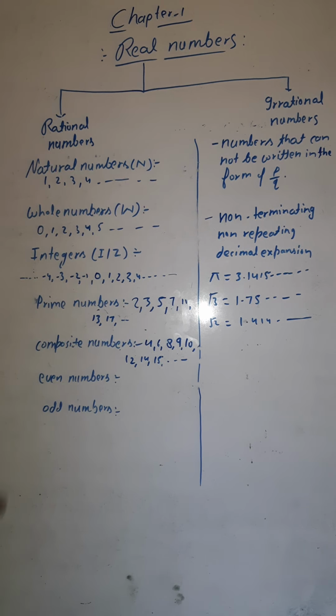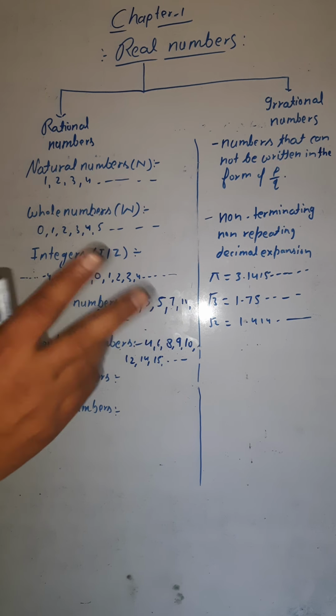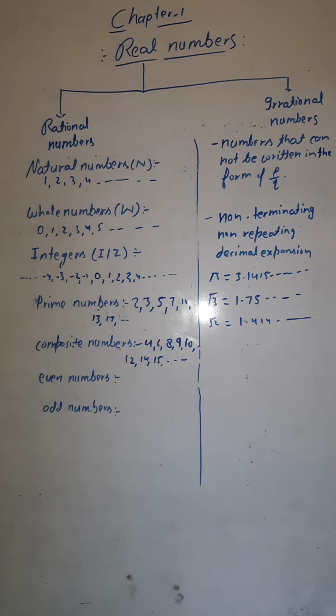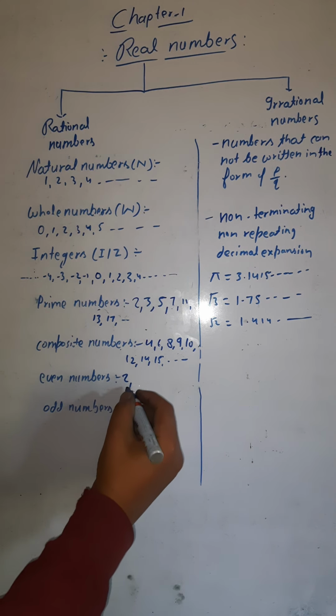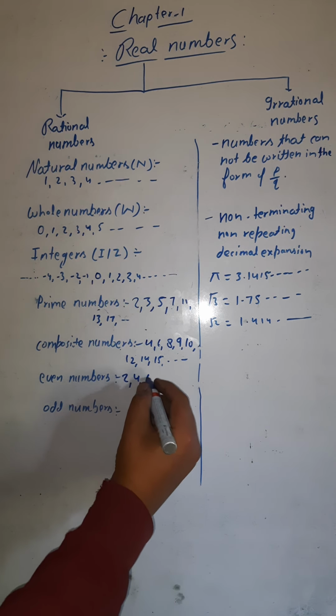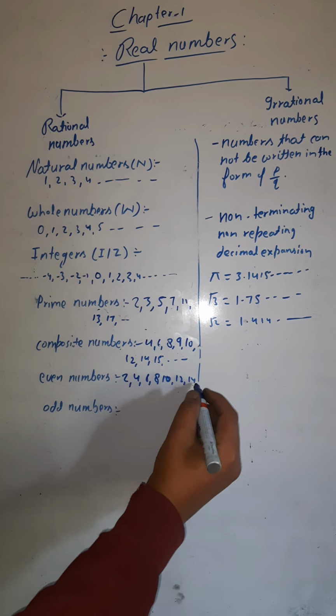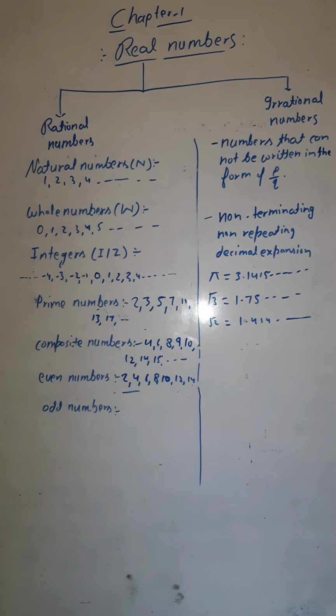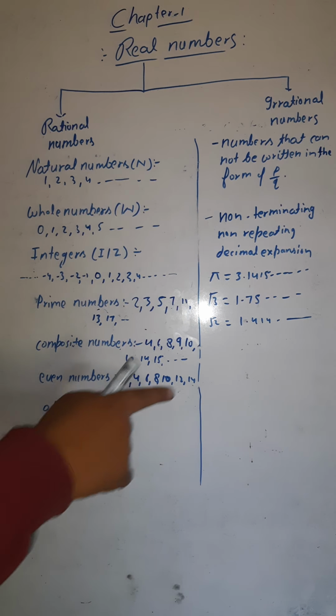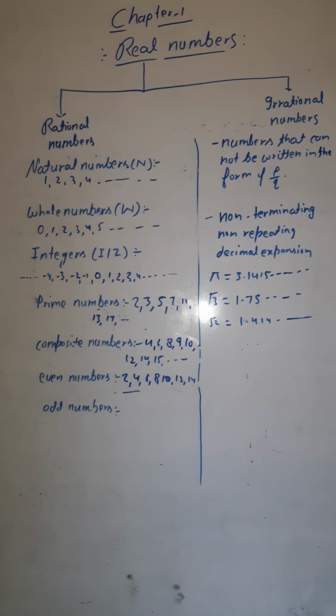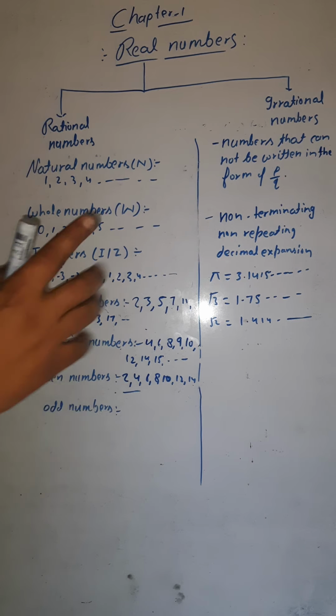Now, what are even numbers? Even numbers are the numbers which are divisible by 2. The numbers which are divisible by 2 are called even numbers. So the first one is 2, then 4, then 6, then 8, then 10, then 12, then 14, and so on. All these numbers are called even numbers because all these numbers are divisible by 2. So even numbers are the numbers which are divisible by 2.